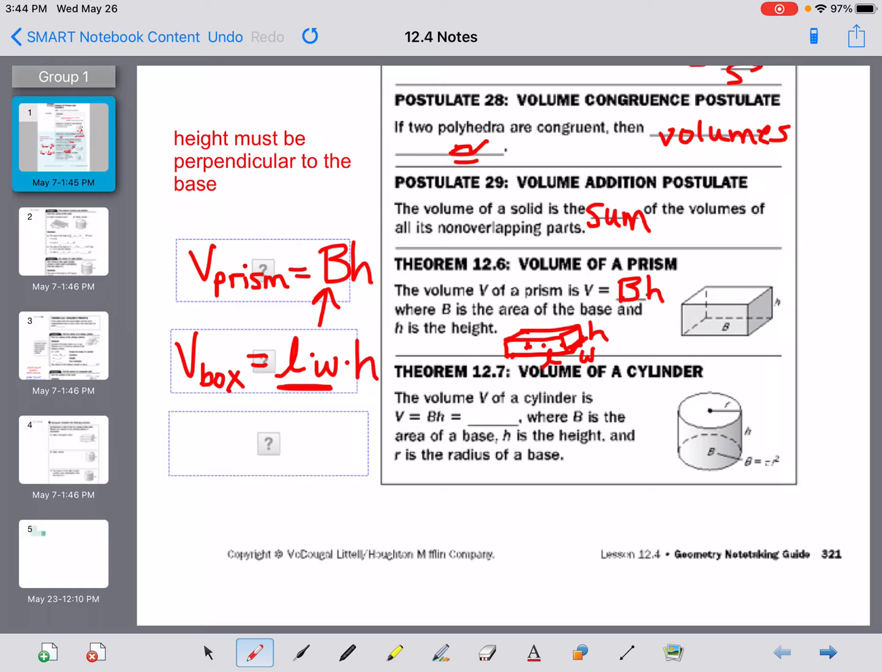All right, if you're a cylinder, all cylinders have the same big B, and that big B is your circle. So your big B really is pi r squared, then times your H. So volume of any cylinder is going to be pi r squared H, okay? So those are our formulas we're going to go through. We're going to practice these. We're going to talk about how we can use those, okay? So that's really the main key thing of our notes today.